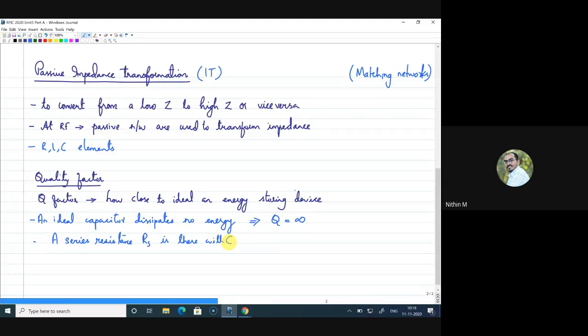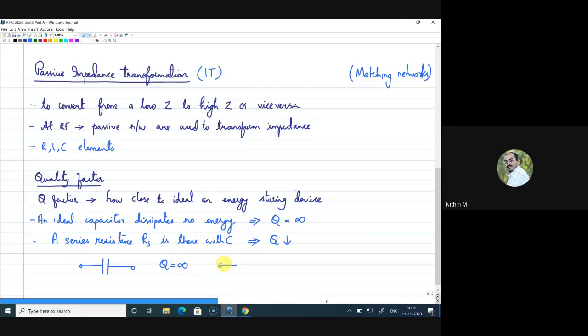So in an ideal capacitor there is no dissipation of energy, so we have taken the Q as infinity. But in a real capacitor, when there is some resistance element, and if I am considering that resistance element in series to the capacitor, this Q will definitely reduce, or Q cannot be infinity, right? So that is what we define the Q factor as. It shows how close to ideal an energy storing device is.